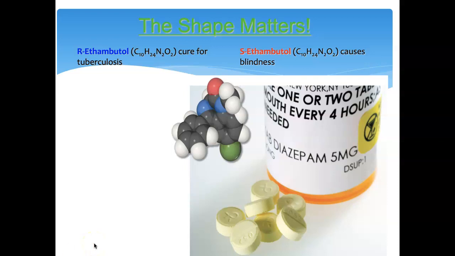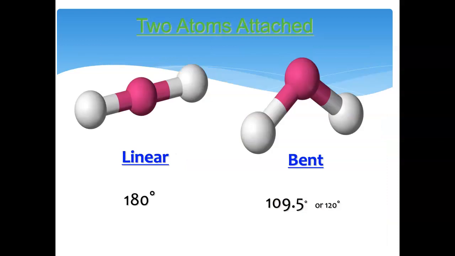So if you take a look at the two molecules we have here, C10H24N2O2, you can see that depending upon their shape, they're two totally different molecules. And so the shape of these covalent molecules is very important. S-meth is an illegal drug, and R-meth is Vicks inhaler. So big differences here. There are 5 shapes you need to know.